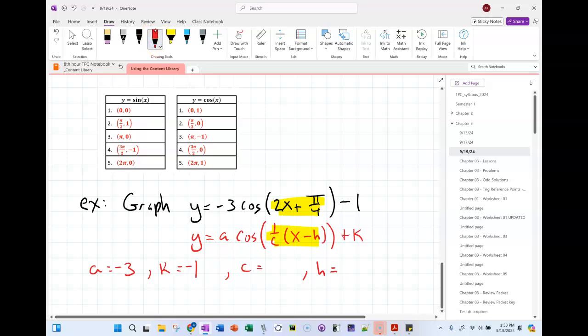I'll take it. So what do I need to factor out of 2x plus pi over 4? 2, the coefficient on x, always. So when I factor that 2 out, what does 2x become? X. And when I factor 2 out of pi over 4, what do I get? Not pi over 2. Not 2 pi. So what I'm doing here is I'm doing pi over 4 divided by 2. Right? So what's half of a quarter?